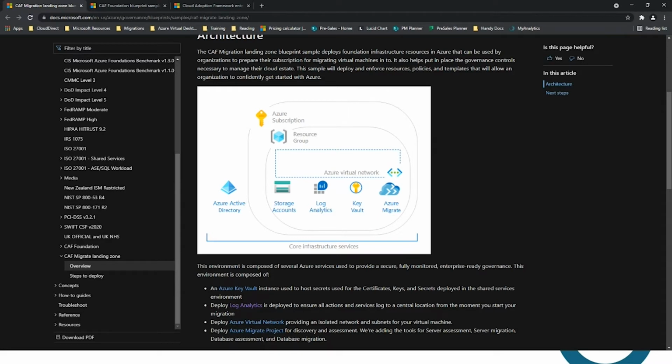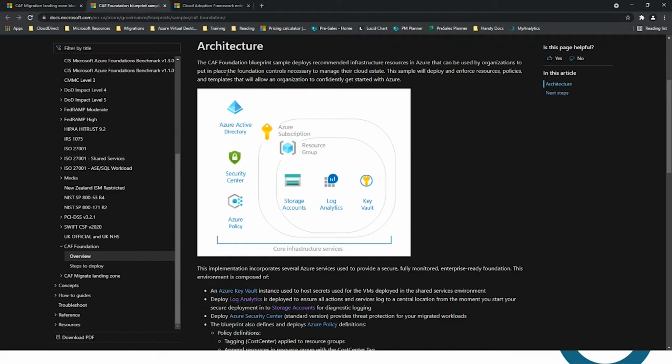So the second one is the foundational services. So again, pretty simple. You can see there that they've included Azure Policy, they've included Security Center within those. So again, a blueprint available for you to put all this information in and deploy onto Azure. So at the other end of the scale is enterprise scale.